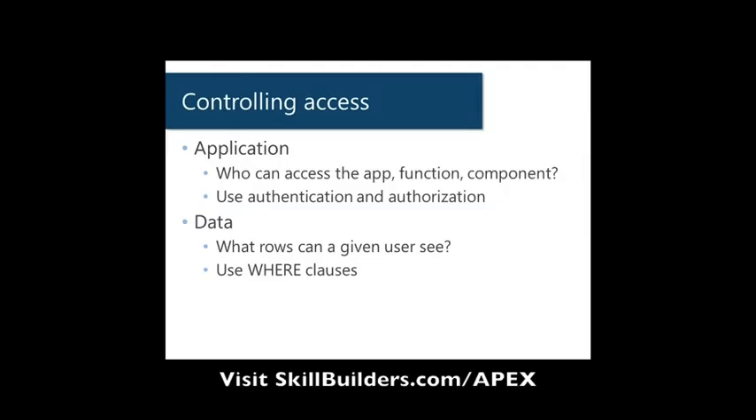Let's talk a little bit more about controlling access. I break this up into two parts, the application itself as well as the data accessed from within. Now when it comes to the application, you're looking at things like who can access the app, who can access certain functionality within it, who can access a given component, whether it's a region, a page, an item, a button, whatever. That's application level for me. And for that, you're going to use authentication and authorization schemes within Apex.